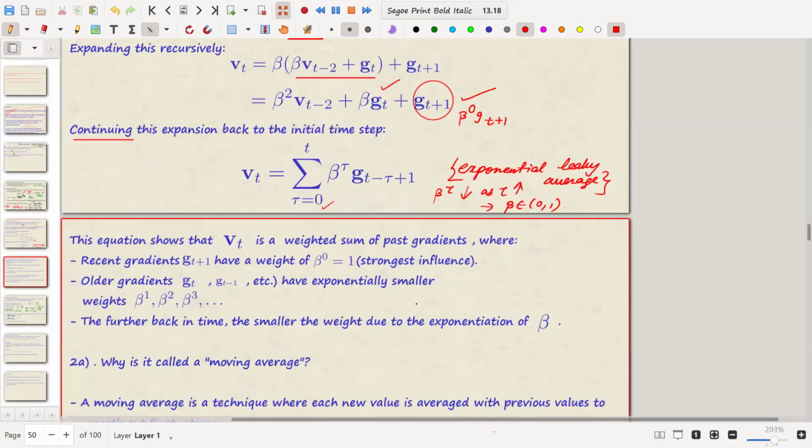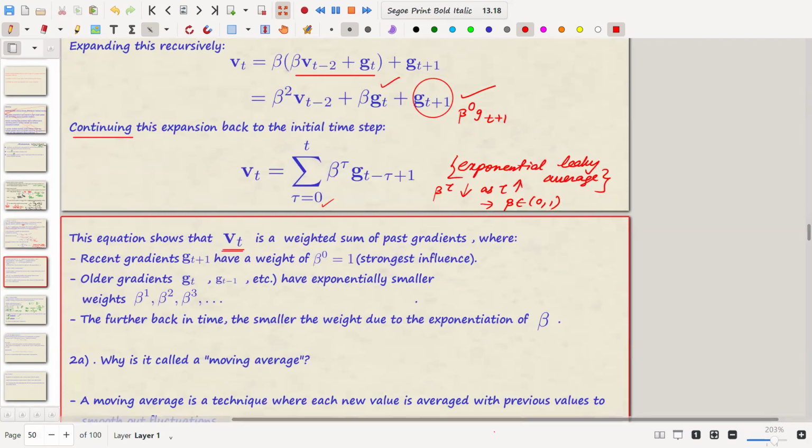So this is why Vt is the weighted sum of the past gradients. Actually, I should have written exponentially weighted sum. The weight is not a simple weight, but something special: the weight is decreasing at an exponential scale, or rather as a geometric progression, beta to the power tau. Beta is decreasing. Okay, fine.